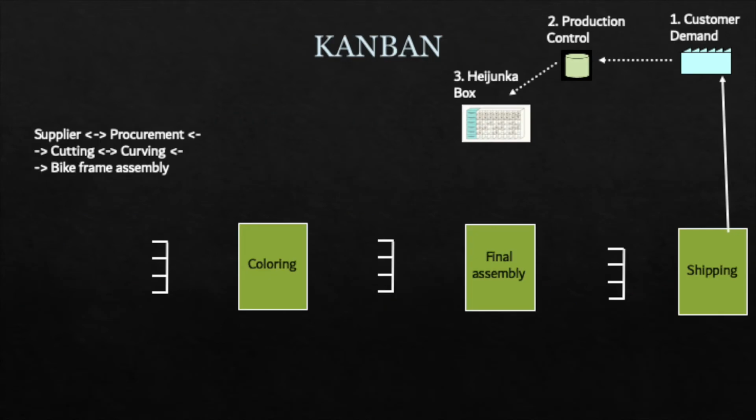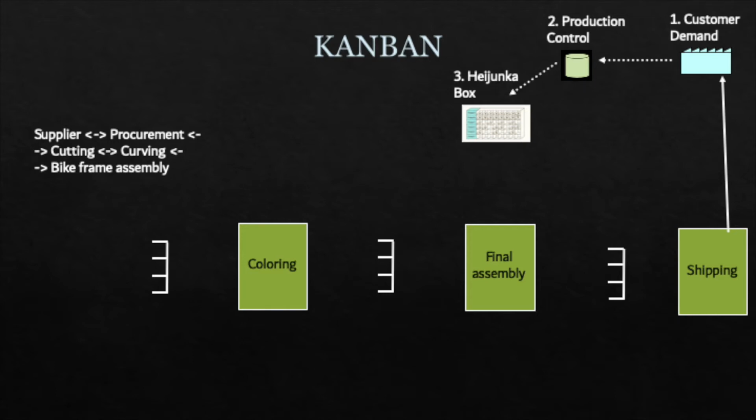Here the customers demand a certain number of bikes of different colors, which can be seen in step 1. Then the production control takes the recent data and creates a forecast for the next week accordingly, seen in step 2. This forecast is then used to schedule the production via the Heijunka box in step 3. In the Heijunka box, the planned production of bikes for the next week can be seen, and the Heijunka box is used to produce just as many bikes as demanded.